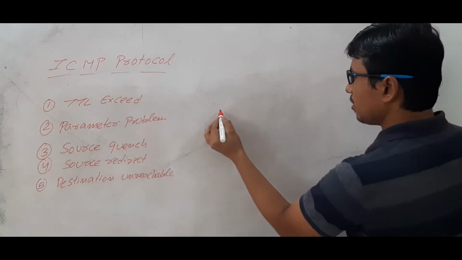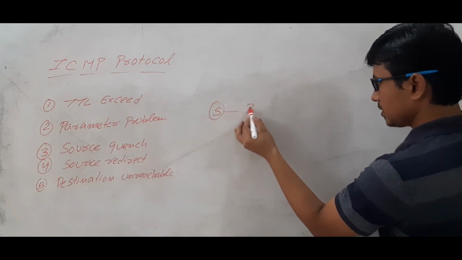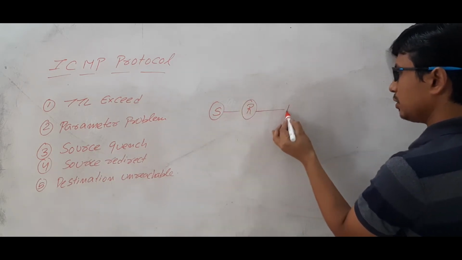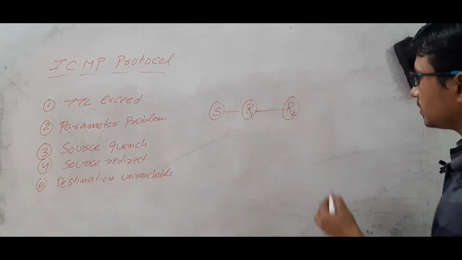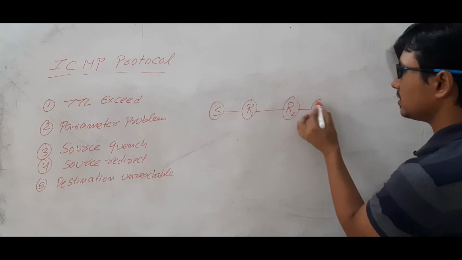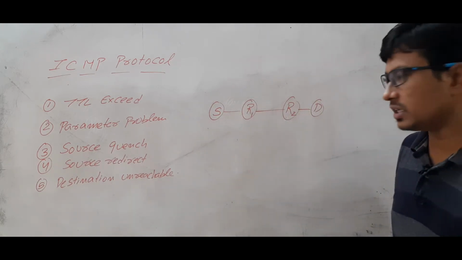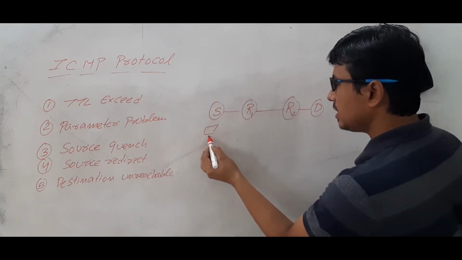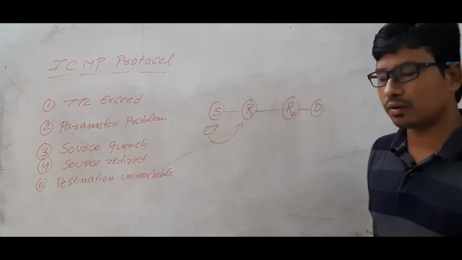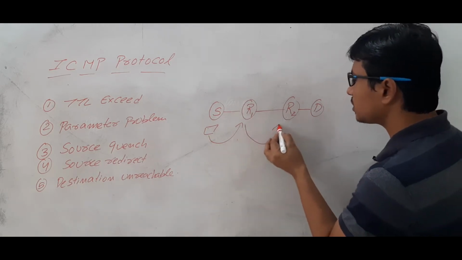Let's take that you have a source, you have a router, you have another router. Let me make it: this is R1, this is R2, and you have a destination D. Now the source has sent a packet, it wants to traverse to the destination. What will the source do? It will generate a packet and forward it to the router R1. Now what will router R1 do? It will send it to the router R2.